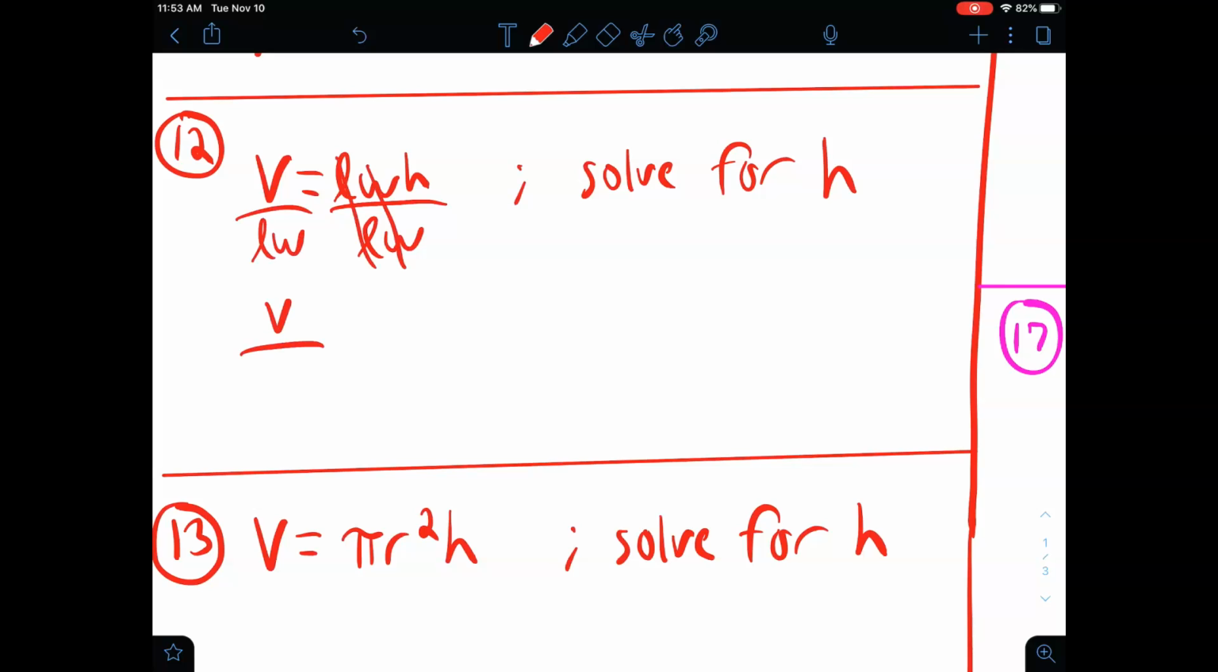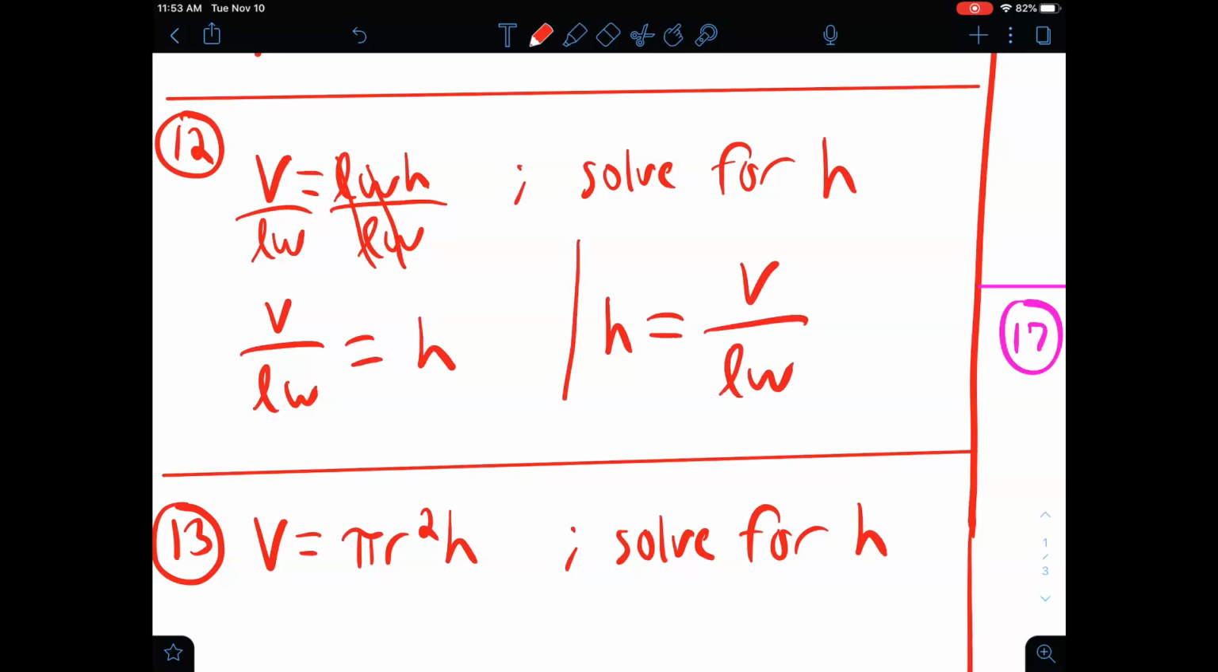So we have V over LW equals H. So our final answer is going to be H equals V over LW because V, L, and W do not combine. So we're just going to leave it as that.